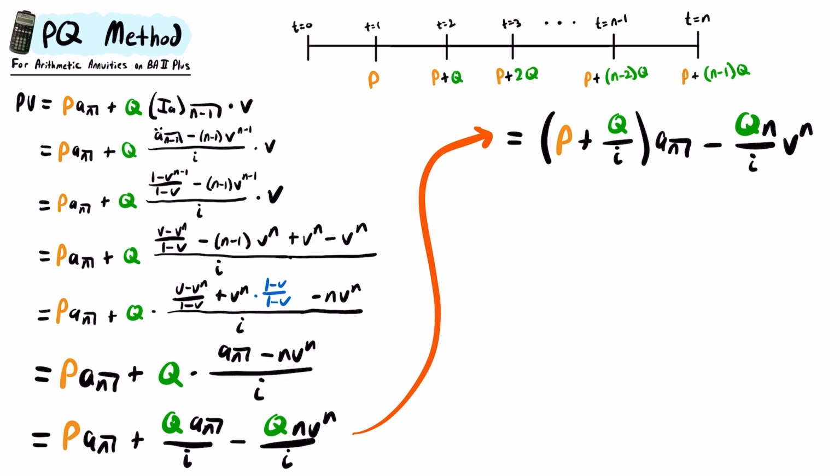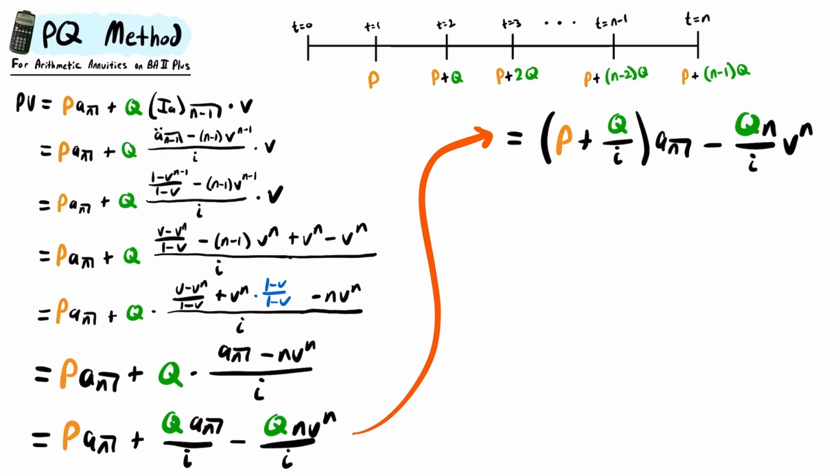And I'll show you that in a second, but to further explain what's going on here, essentially what this method is doing is expressing an arithmetic annuity as a level annuity, or sometimes it's called a synthetic level annuity, because really it's not a level annuity, but it's written in such a way that we can treat it like a level annuity. So you could call it a synthetic level annuity.